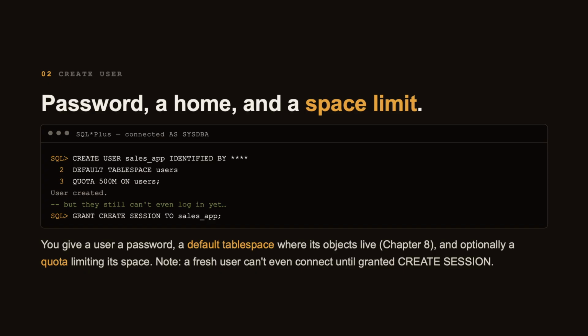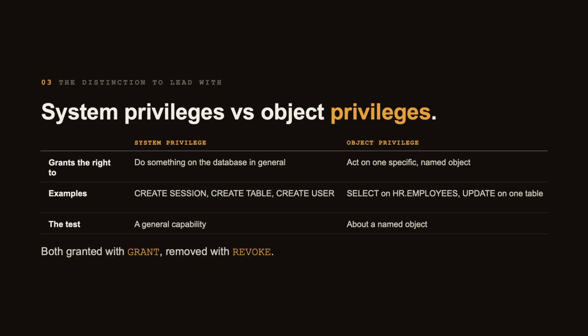come in two distinct flavors that you must be able to tell apart. This is the distinction to lead with, because it's the heart of Oracle security. There are two kinds of privileges. A system privilege is the right to perform an action on the database in general, like create session, the right to log in at all, or create table, or create user. An object privilege is the right to perform an action on a specific named object, like select on the HR.employees table, or update on one particular table. Both are granted with the grant command and taken away with revoke. Lead with this split in any security question and you immediately sound organized.